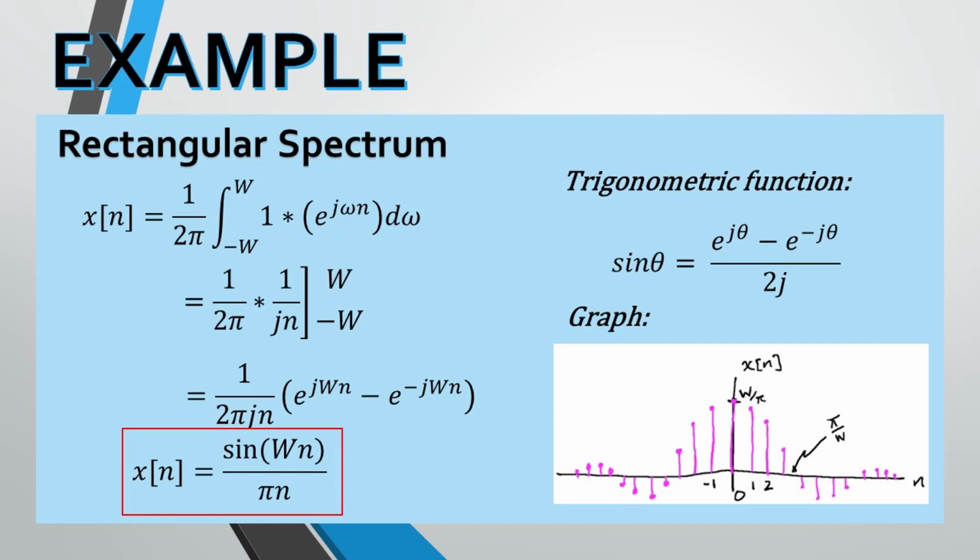Graphing this signal, we have a sine and oscillations. As n increases, the denominator increases and the size of the oscillations will decrease. The zero crossing will be at pi over w. The amplitude is w over pi.